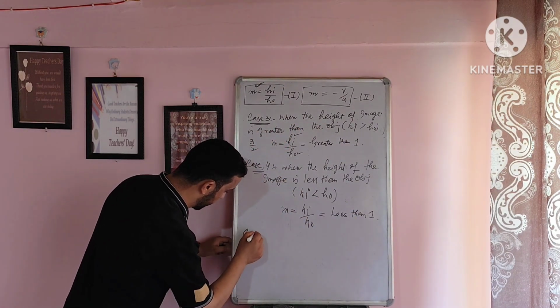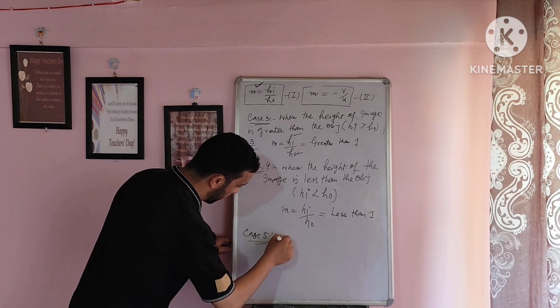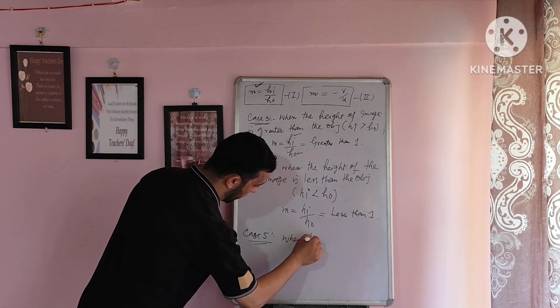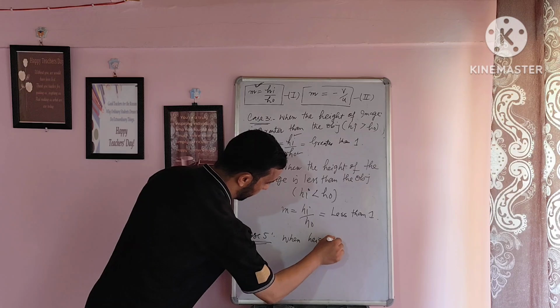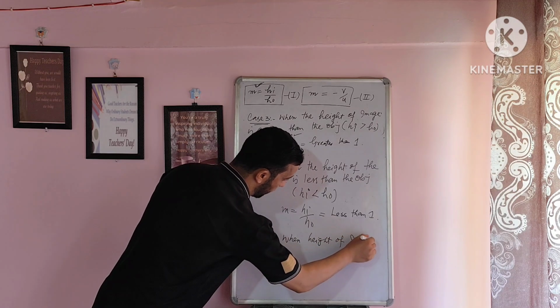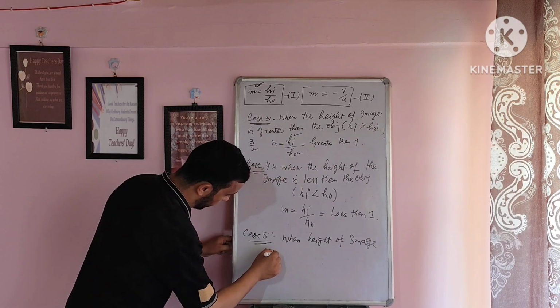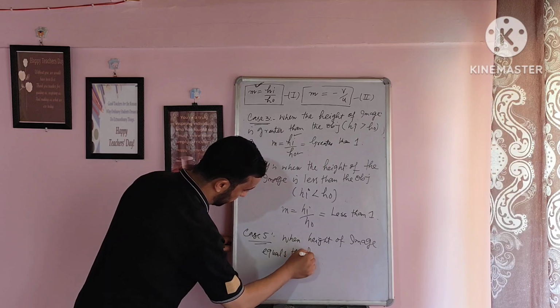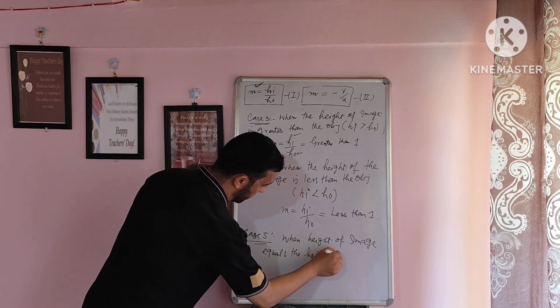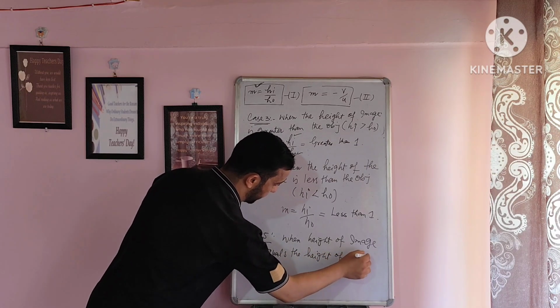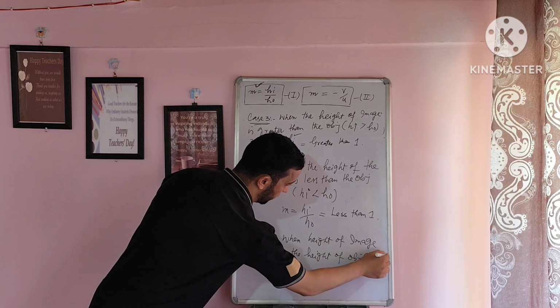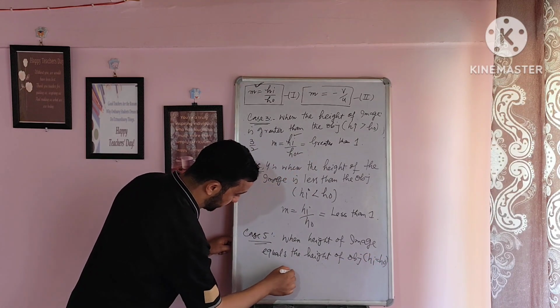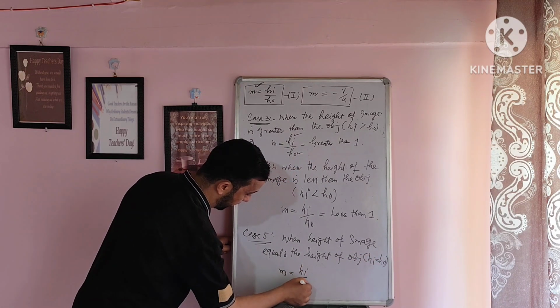And this is case number 5. When the height of the image equals the height of the object, that is Hi equals Ho, therefore magnification can have the value Hi upon Ho.